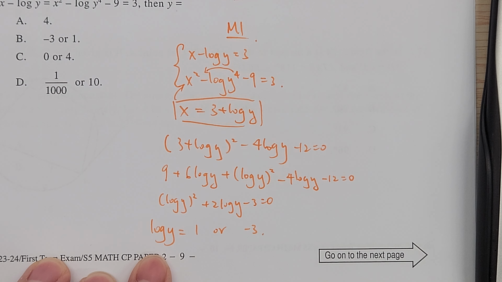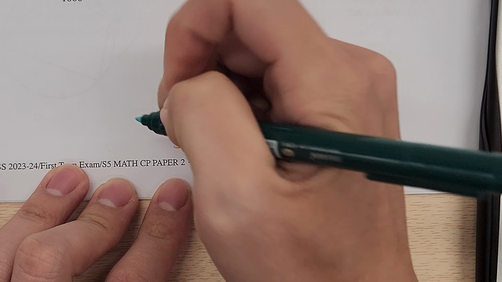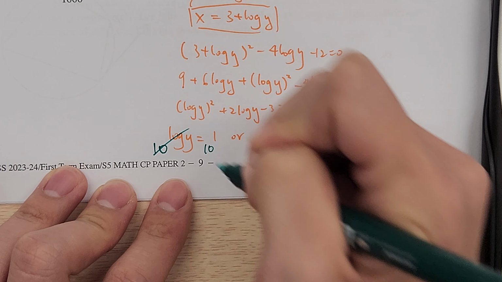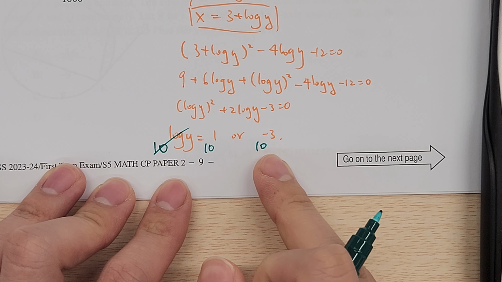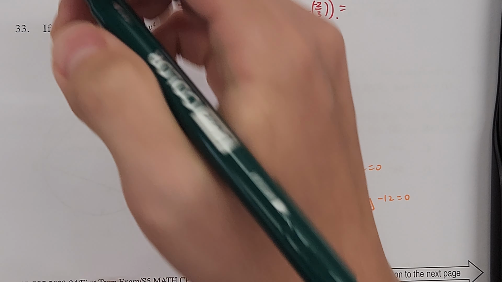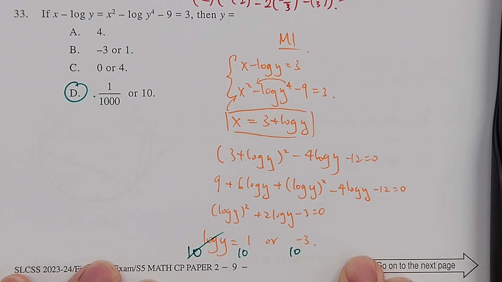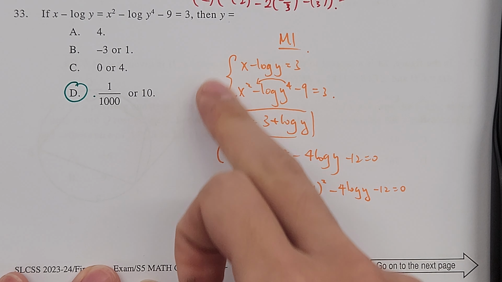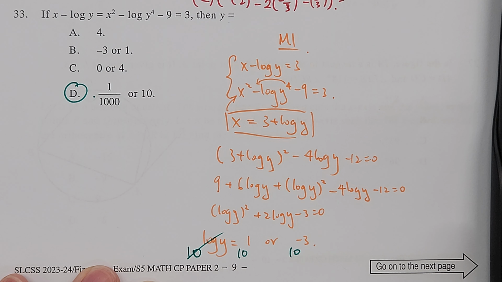And today you want to find out y, but not log y. So you can add an exponential with base 10 here, and then cross out the log. Therefore, y should be 10 to the power 1 and 10 to the power negative 3. Therefore, D should be the answer. Okay, this is method 1. In the normal method, you need to write down a lot of things before you can get the answer, so you waste a lot of time.